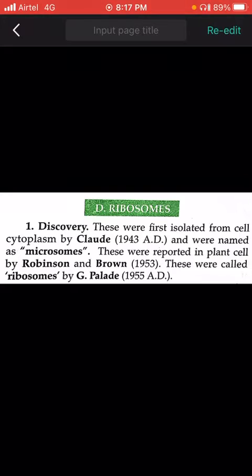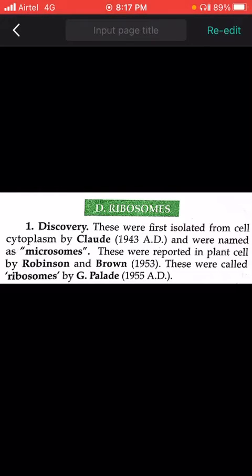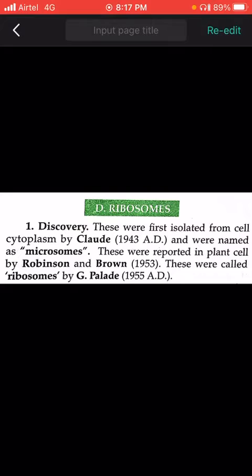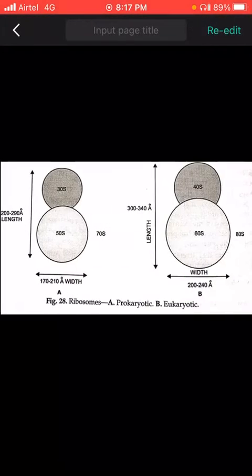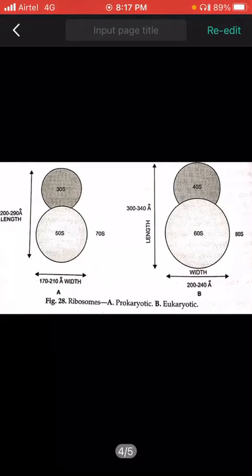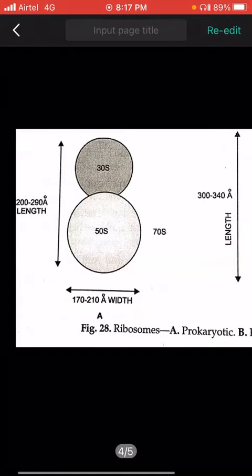Now, ribosome is basically formed of two subunits. On the basis of that, ribosomes are classified into two groups, that is 70S and 80S ribosomes. The first type of ribosome is 70S and it is prokaryotic in nature. In this you can see we have 30S and 50S joined together to make 70S ribosomes. Its length is 200 to 290 Angstrom and its width is 170 to 210 Angstrom.